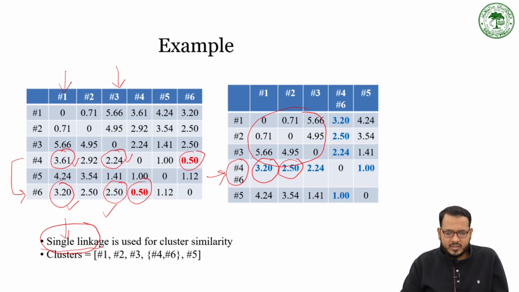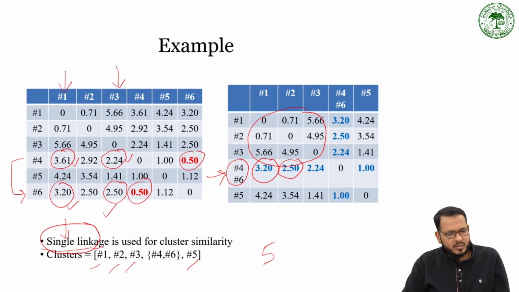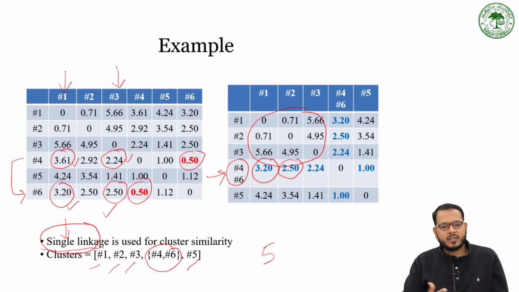So after the first step, we now have 5 clusters: 1 as a separate cluster, 2, 3 and 5 as separate clusters, so 4 clusters here, and 4, 6 as a combined cluster.